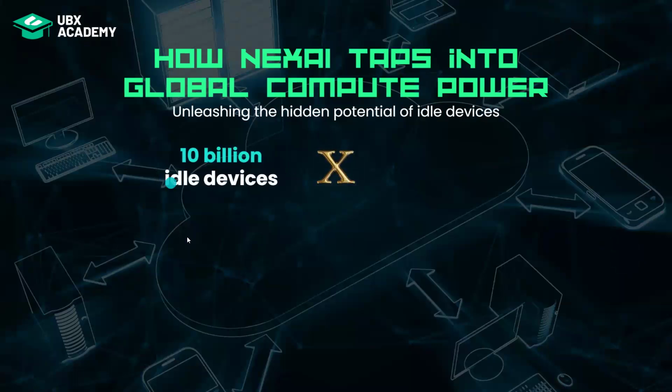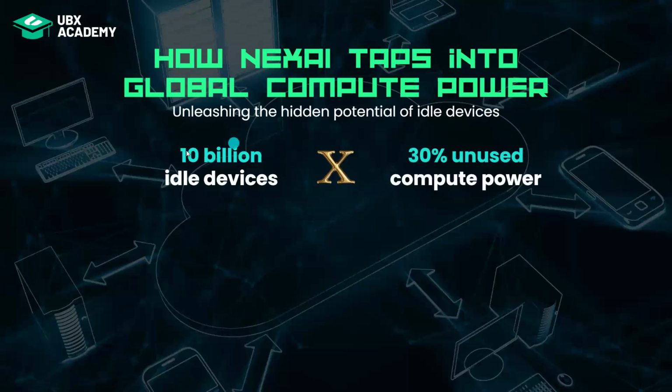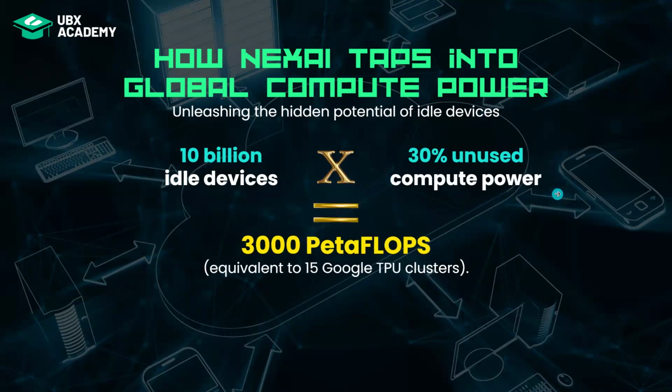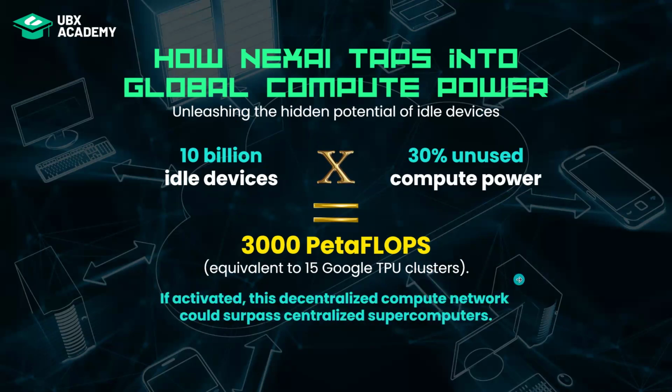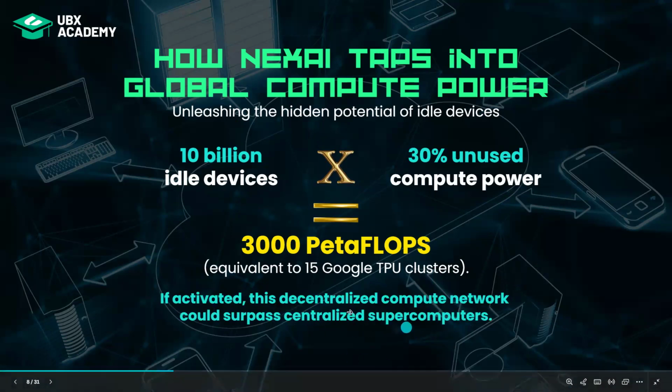Okay, this is an example. Imagine there are 10 billion idle devices and NeXAI gathers 30% of the unused compute power, and it gives you 3,000 petaflops, equivalent to 15 Google TPU clusters. So if activated, this decentralized compute power could surpass a centralized supercomputer.